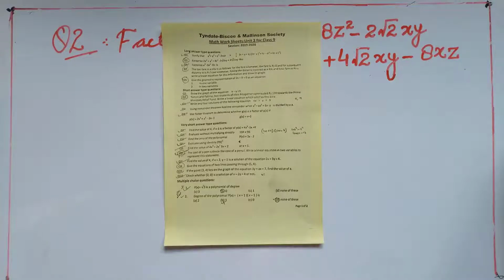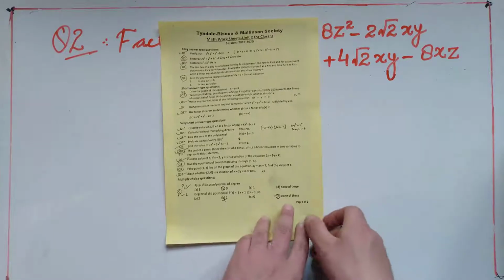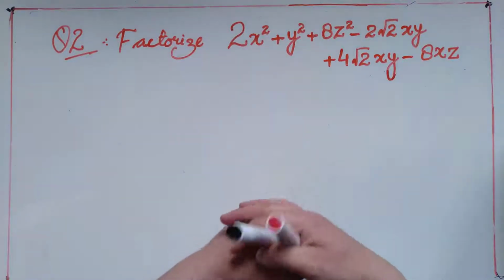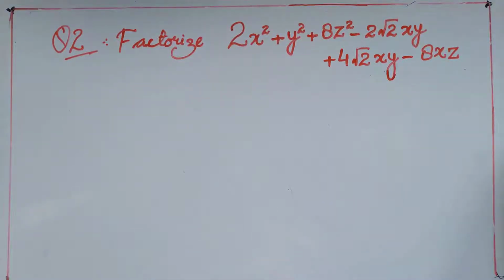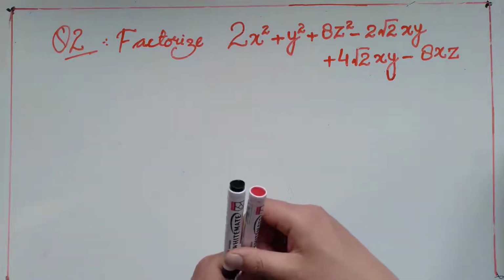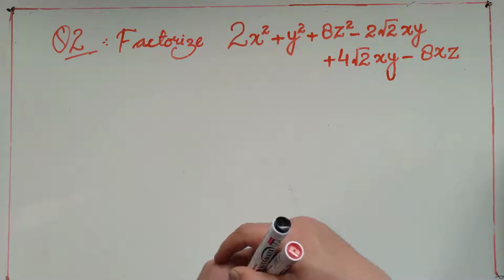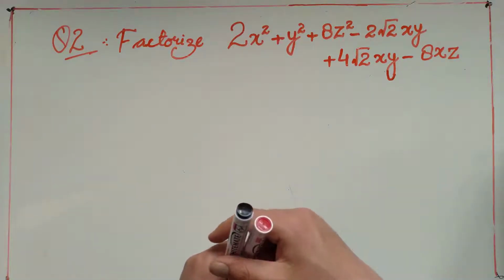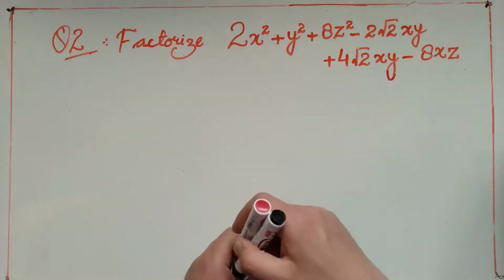Hello students, today I have an assignment from Tandil Biscuit and Melanson School and we are going to do a few questions from it. Starting with question number 2, which states factorize 2x square plus y square plus az square minus 2 root 2xy plus 4 root 2xy minus 8xz. We know that this question is from last exercise, the polynomials, and this is to be solved using identities.